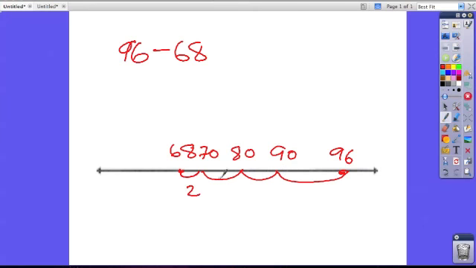So I've got 2, 10, 10, and 6. So I've got 10, 20, 22 plus 6 equals 28. Okay, that's counting up, and I hope you found this helpful. All the best for using your counting up mental strategy in your head.